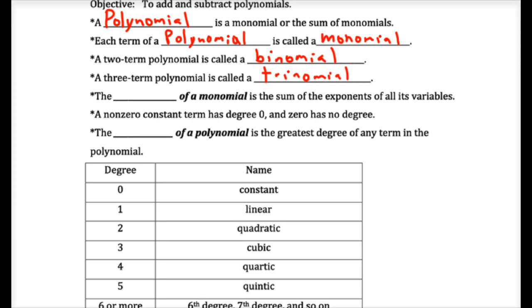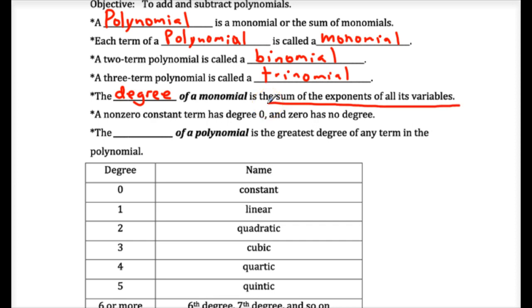Okay, I appreciate all the prefix work we're doing, but let's get back at it. All right, one of the big important things today, guys, is to find the degree of a monomial. Once we do a couple examples, you guys hopefully will see how to figure out the degree. It's really not that bad. The degree of a monomial is the sum of the exponents of all its variables.